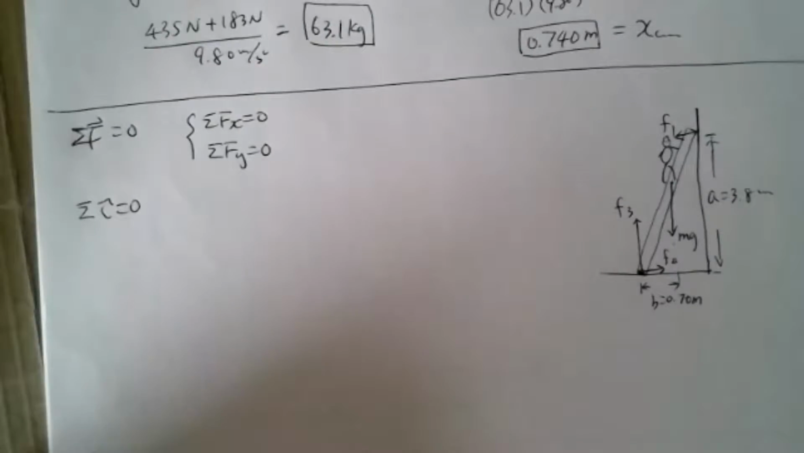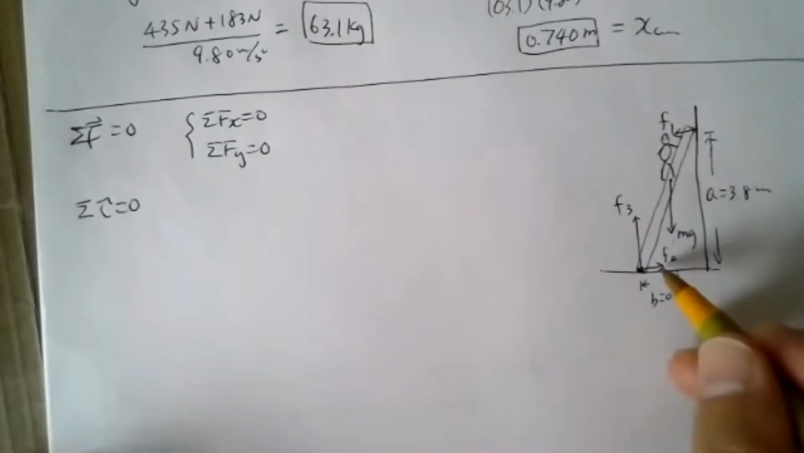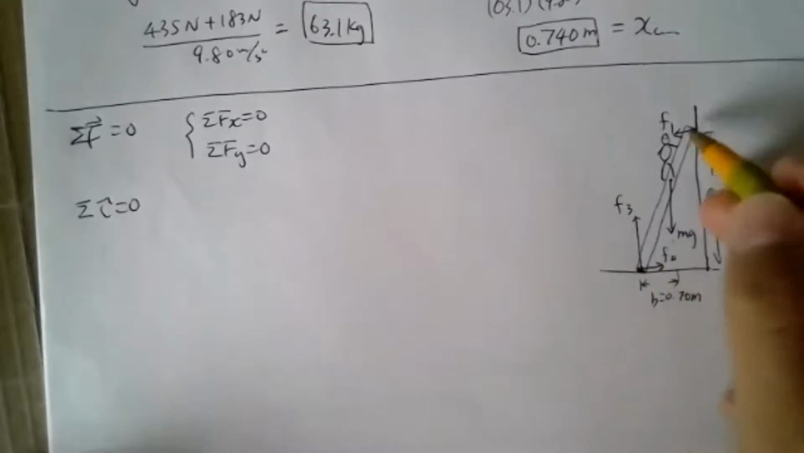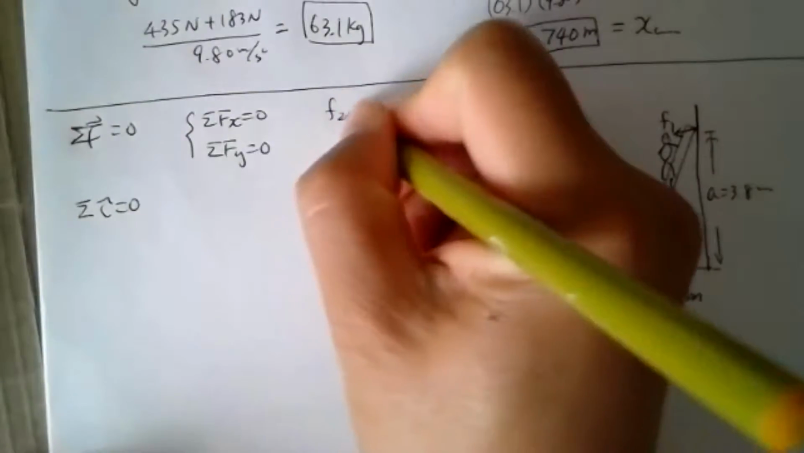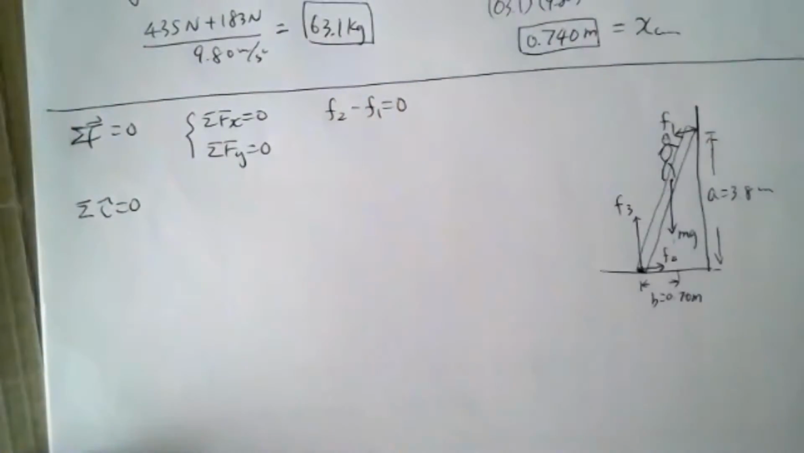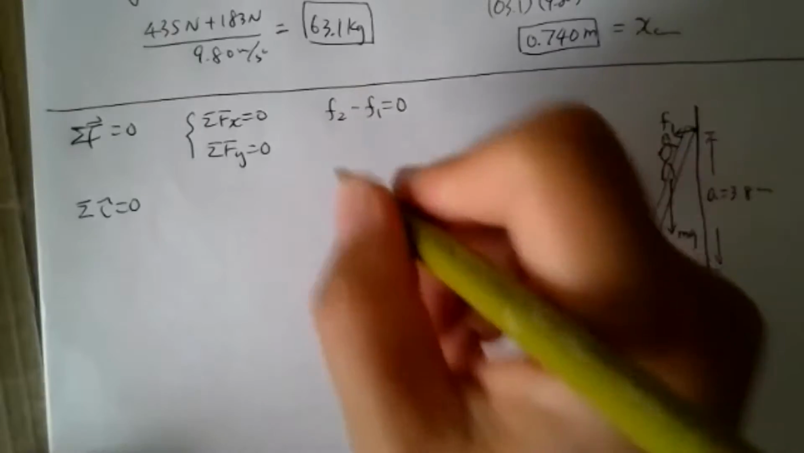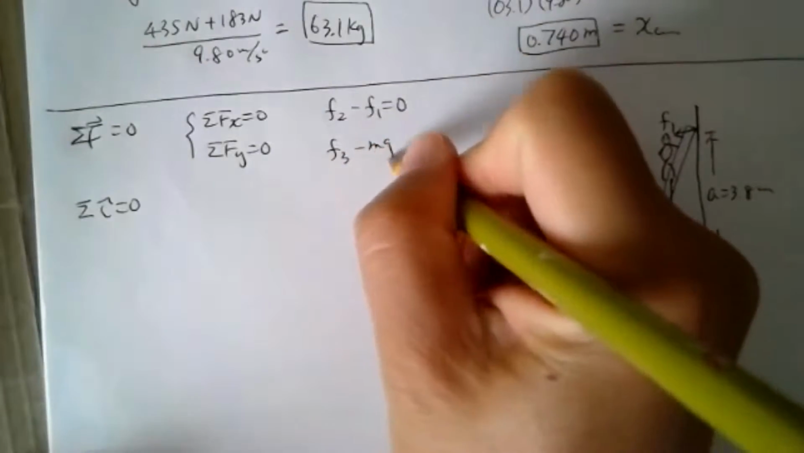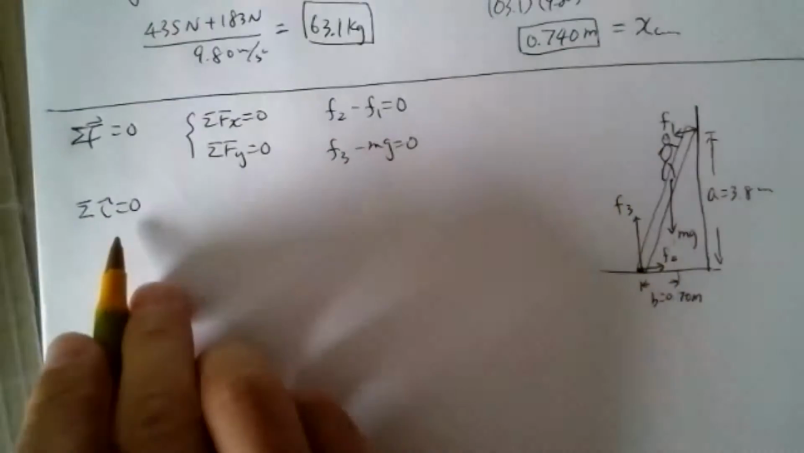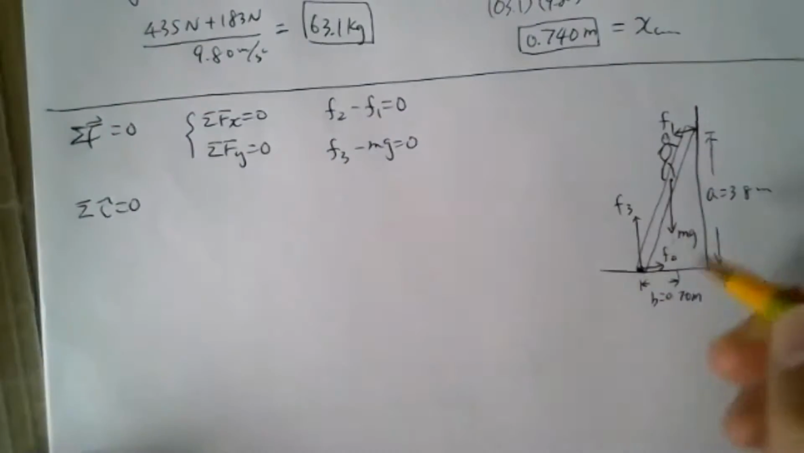Okay, so in the x direction, you'll have F2 in the positive direction and F1 in the negative direction. So F2 minus F1 equals 0. In the y direction, F3 is positive and mg is negative. So F3 minus mg equals 0.